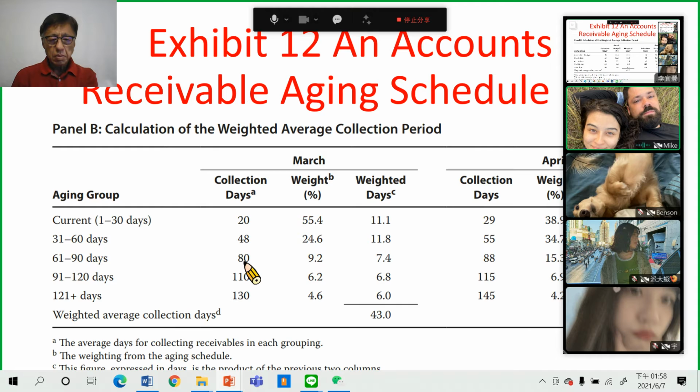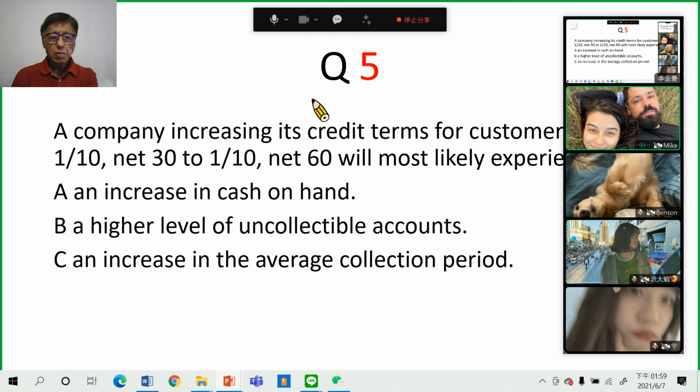In the previous slide, we got the weighted average, which we then use to get the weighted days. We divide collection days by the weighted average to get the weighted days, which is 11.1 for March for current accounts receivable, and then 11.8 for the 31 to 60 days, 7.4 for up to 90 days, etc. And then we have the weighted average collection days. The total is 43 days.